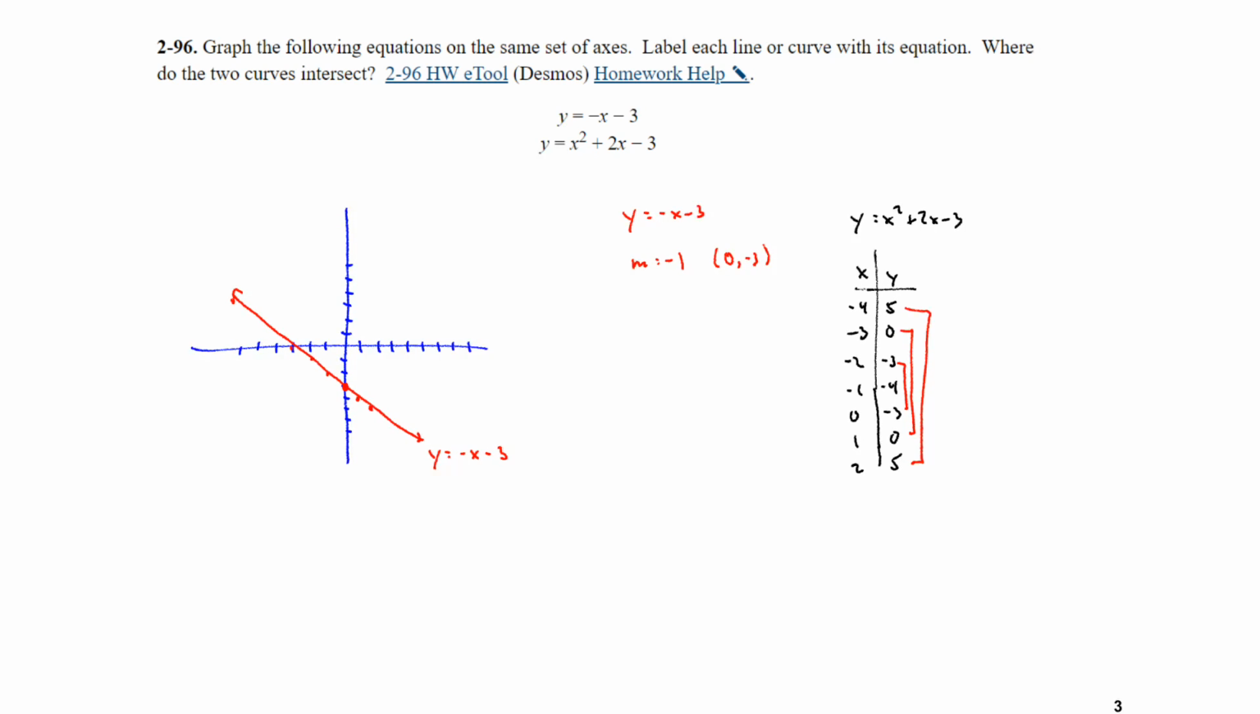So about right there, (-3, 0), which is where one of the intersection points of the line was, (-2, -3), (-1, -4), (0, -3). There's another intersection. (1, 0), and then (2, 5).